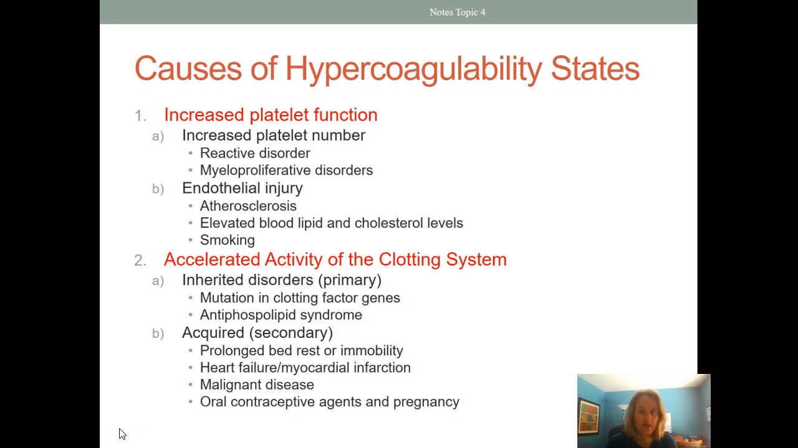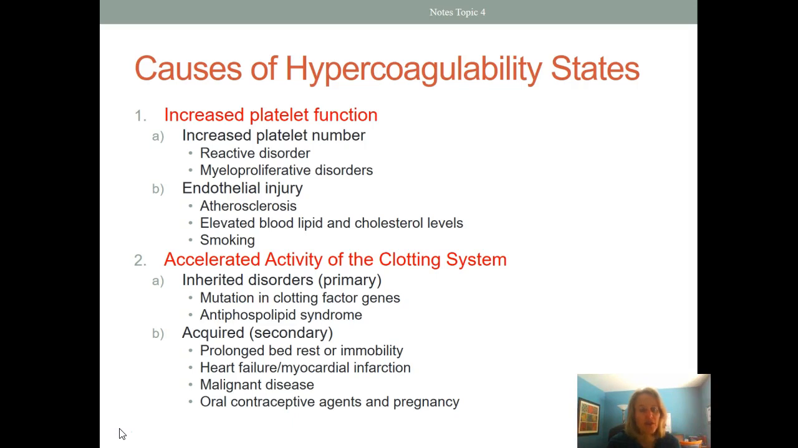Okay, so let's talk about some of the causes of hypercoagulability states. We can have an increase in platelet function, and this can be caused due to an increase in platelet number. And this can be caused by a reactive disorder, such as in reaction to iron deficiency anemia or in reaction to chronic inflammation. It could be caused by a myeloproliferative disorder. This is where there's too much stimulus in the bone marrow, such as with polycythemia vera, which we're going to talk about later.